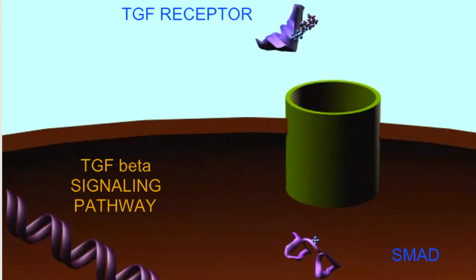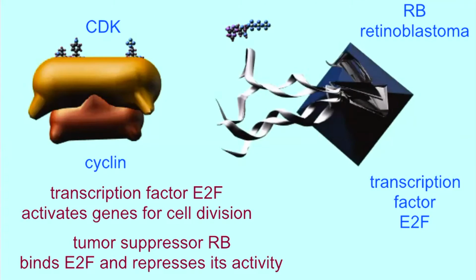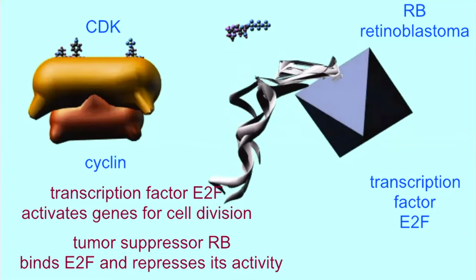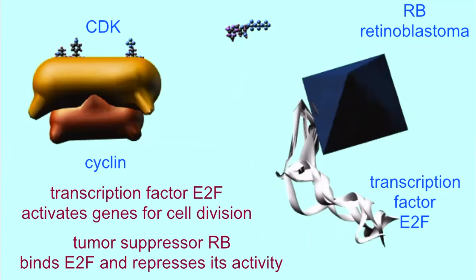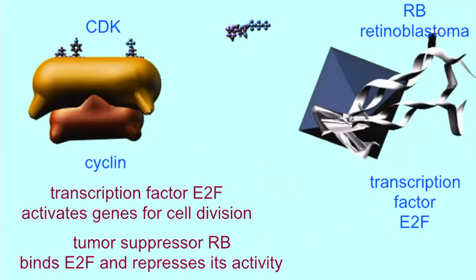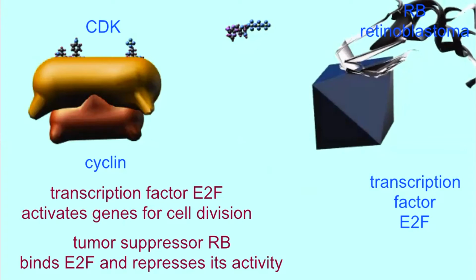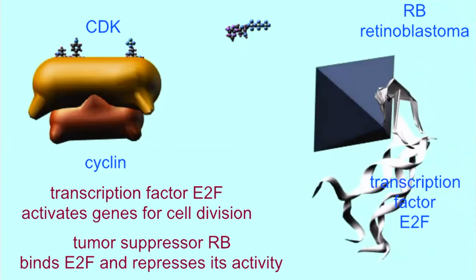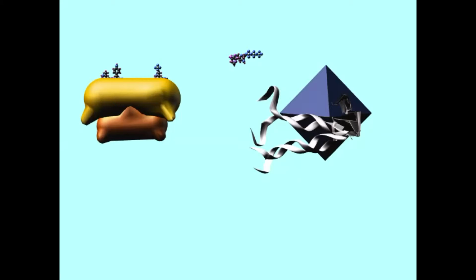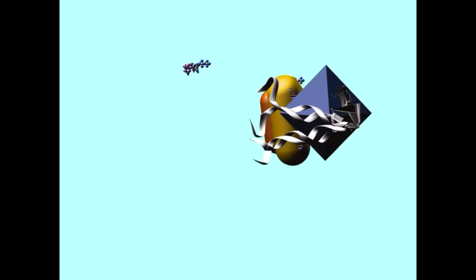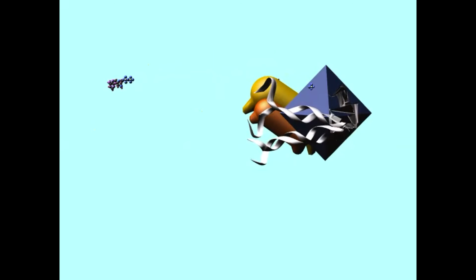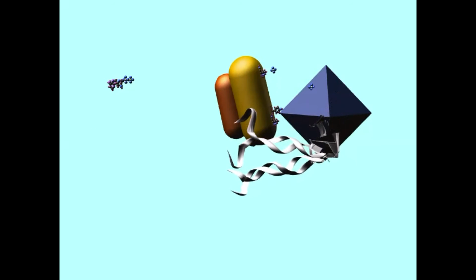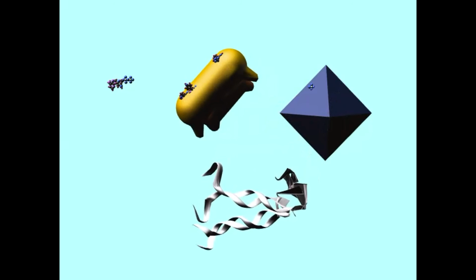a transcription factor. Another way that transcription factors can be activated is if the enzyme in the pathway, such as the cyclin-dependent kinase depicted here, phosphorylates a repressor protein. In this case, the tumor suppressor retinoblastoma, the RB protein, has bound to the transcription factor E2F. And while retinoblastoma is bound to E2F, it cannot act as a transcription factor promoting the transcription of the genes which will promote cell growth.